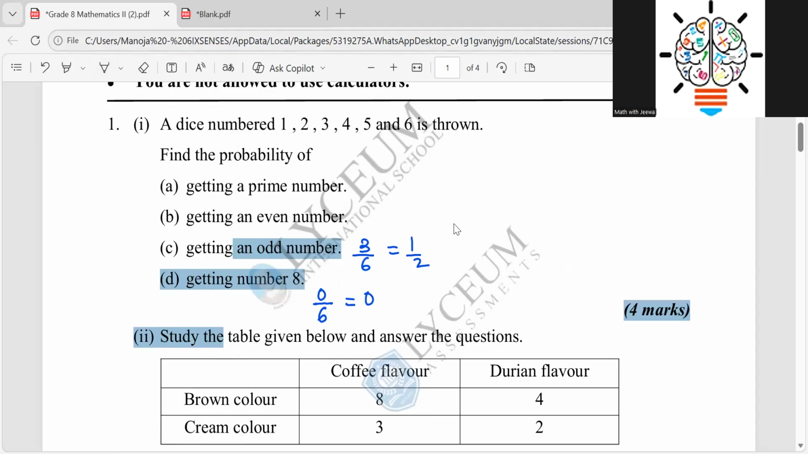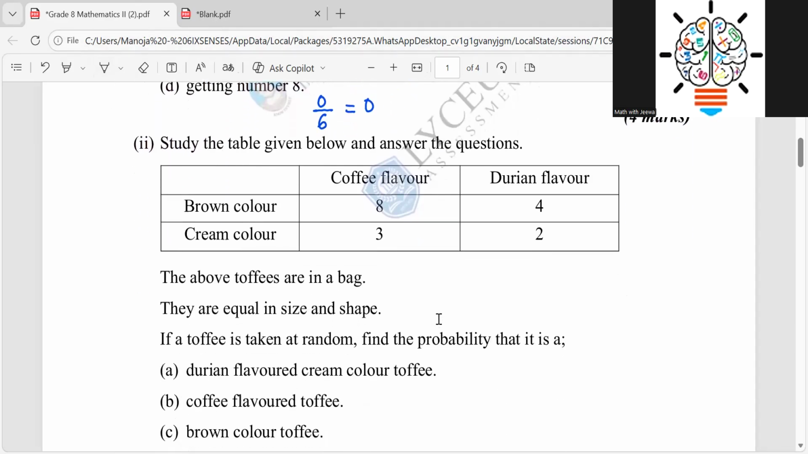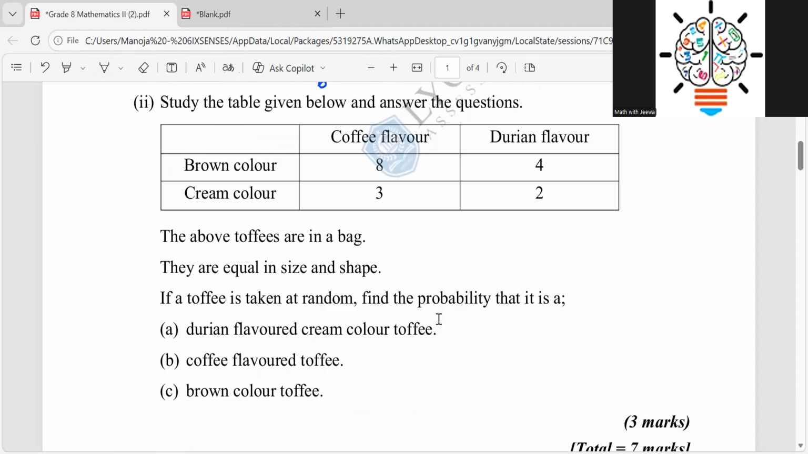Okay. Read this question carefully. They have given different types of toffees: brown coffee flavor, brown durian flavor, cream coffee flavor, cream durian flavor. 4 types of toffees, and all of them are in a bag. So altogether, how many toffees do we have? 8 plus 4, 12.